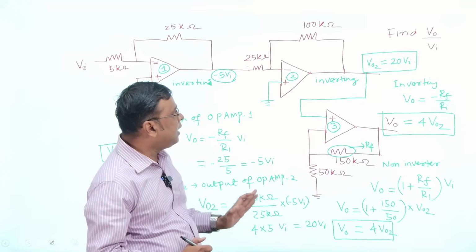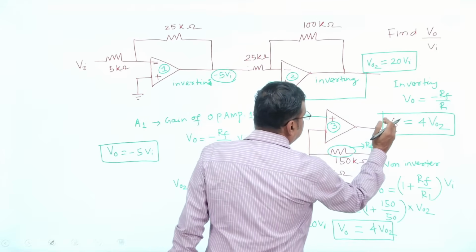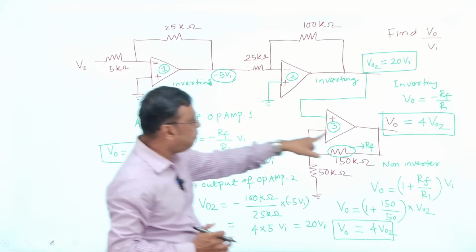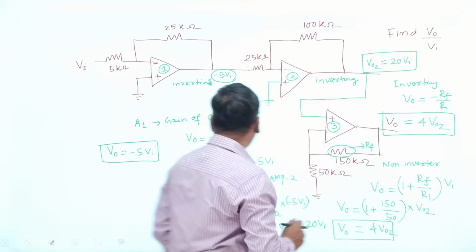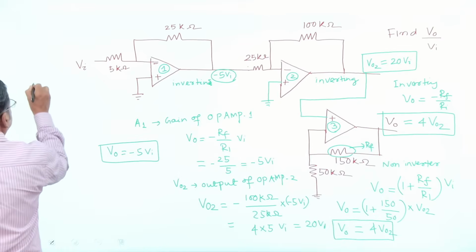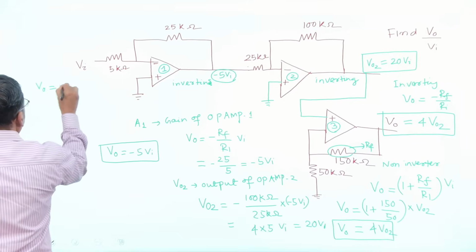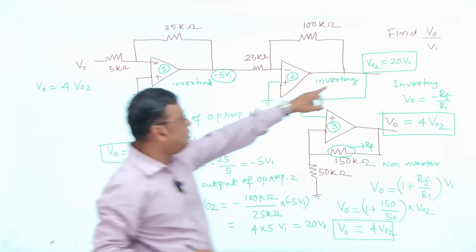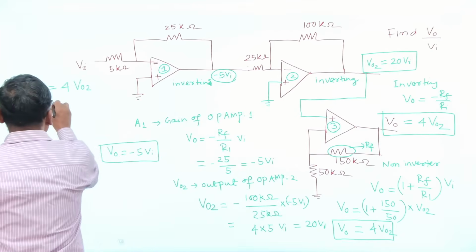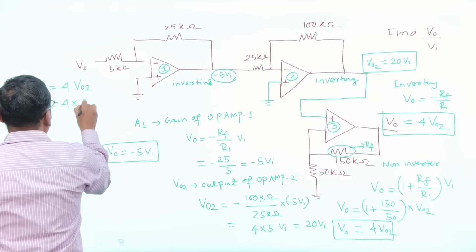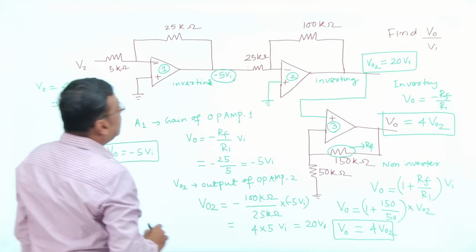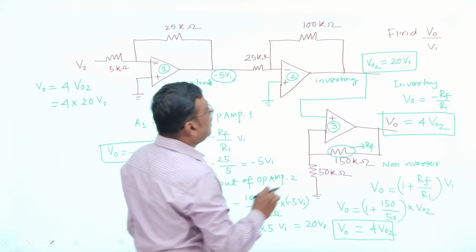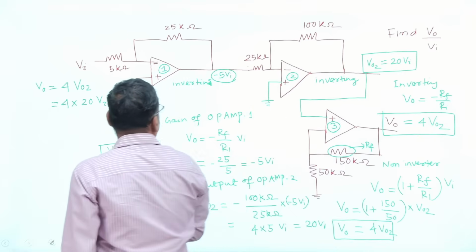We are going to find out the gain, meaning the output of the third op-amp V0 to the input of the first one, so V0 by VI. Our final output V0 equal to 4 into V02. What is V02? Equal to 20 into VI. In place of V02, you can put 4 into 20 into VI. So V0 equal to 20 into VI.